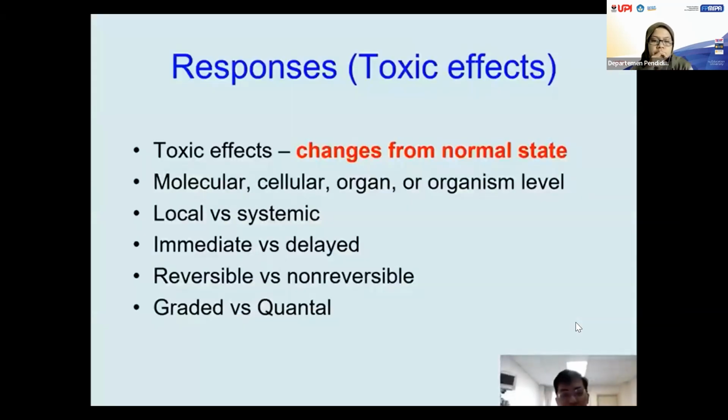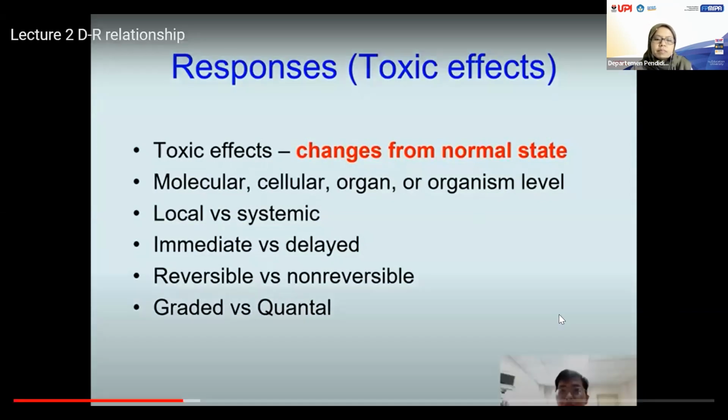Okay, so after we talk about the dose, next we want to talk about the responses. In the dose response relationship, we have two things. One is the dose, in the x-axis. The other one is the responses in the y-axis. The responses mean the change from normal states.